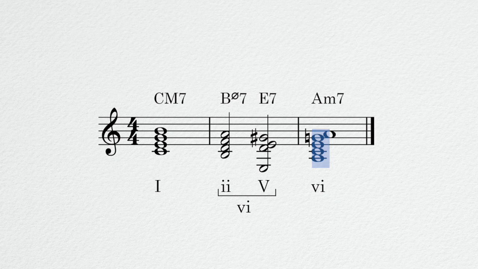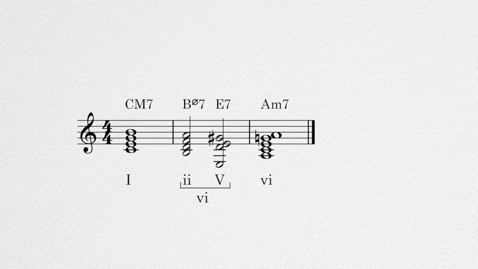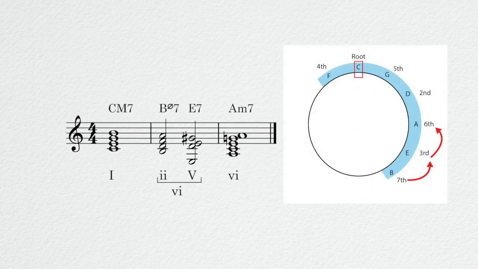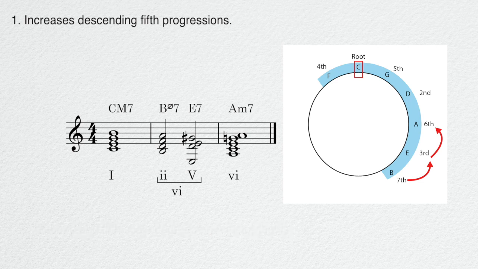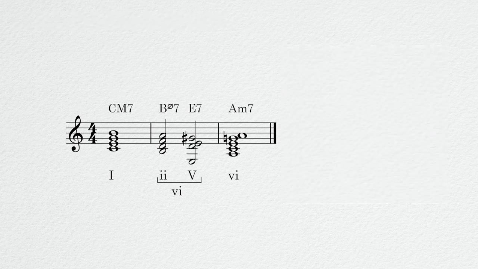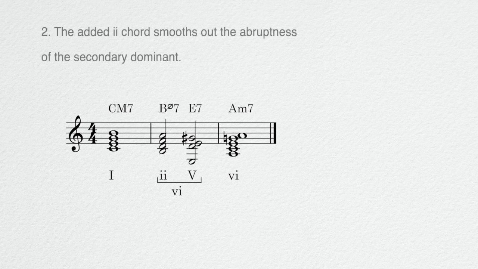The addition of the 2 chord does a couple of things. First, since the second scale degree is a perfect fifth above the 5th scale degree, as we've seen, it increases the amount of descending 5th root progression, which they liked very much. It pushes the music forward, gives sort of an inevitability to every succeeding chord. Secondly, by extending the basic secondary dominant move with a further chord, it smooths out the abruptness that secondary dominants can sometimes have.